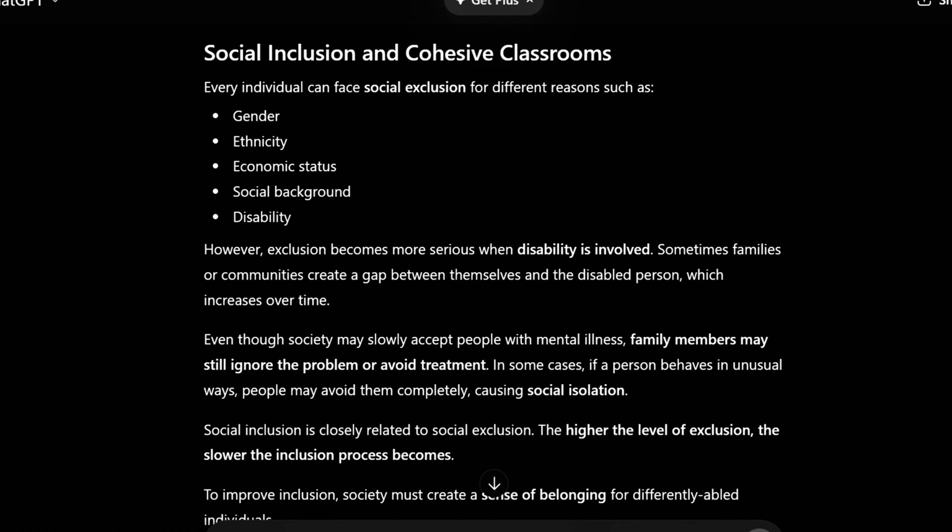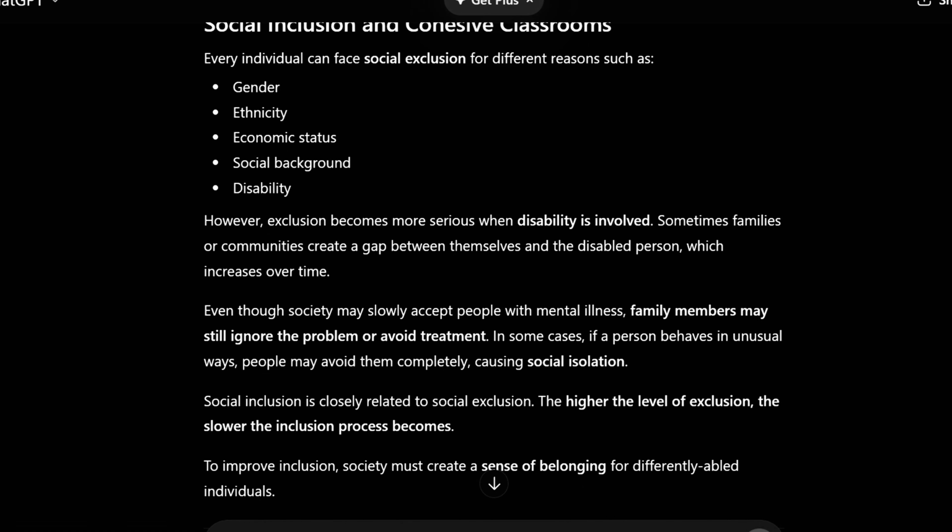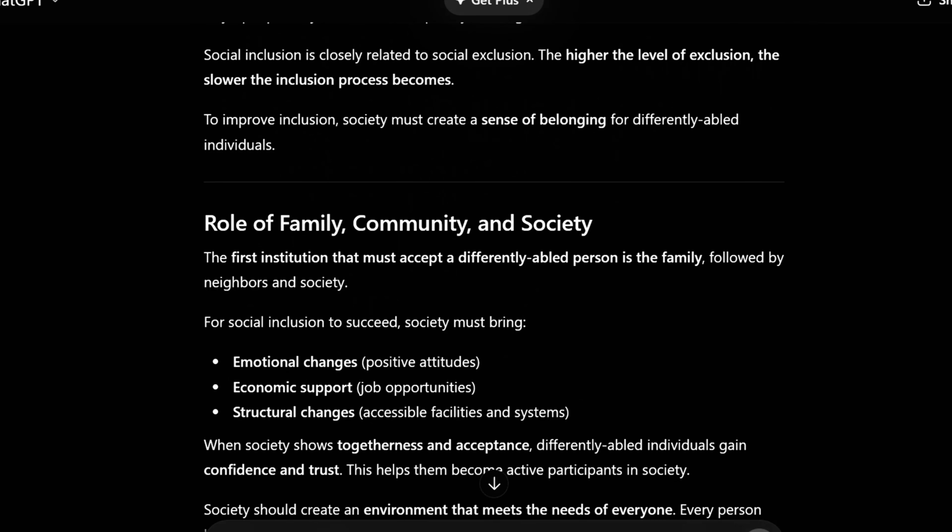Social inclusion is closely related to social exclusion. The higher the level of exclusion, the slower the inclusion process becomes. To improve inclusion, society must create a sense of belonging for differently abled individuals.